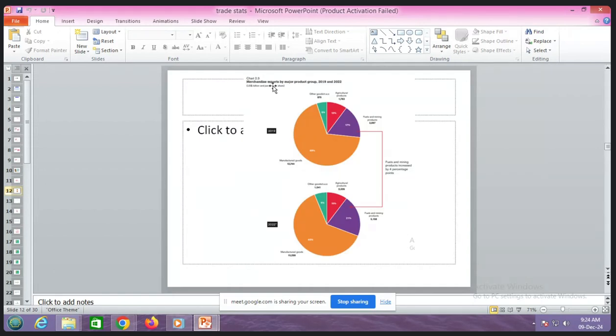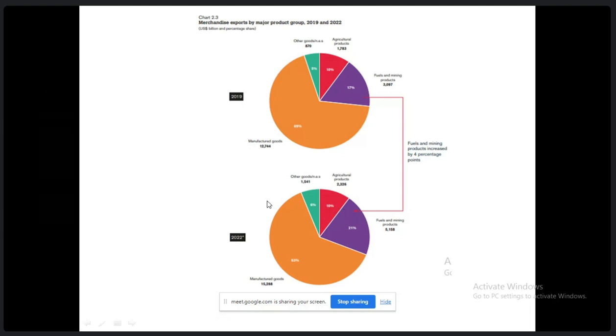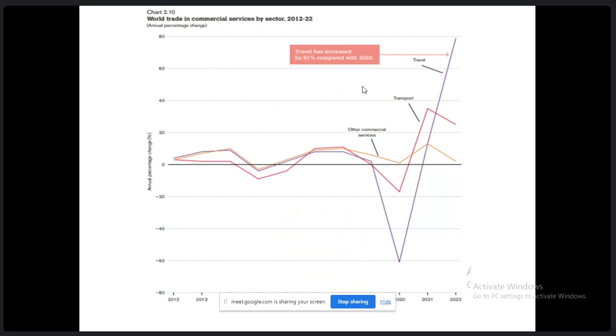So when you look at the merchandise exports by major product groups, which products are basically getting imported and exported, you see that manufactured goods play a very important role, followed by fuel. The percentage has not changed much pre-pandemic and post-pandemic. Manufactured goods contribute very heavily towards merchandise exports. Fuel also is contributing very heavily.